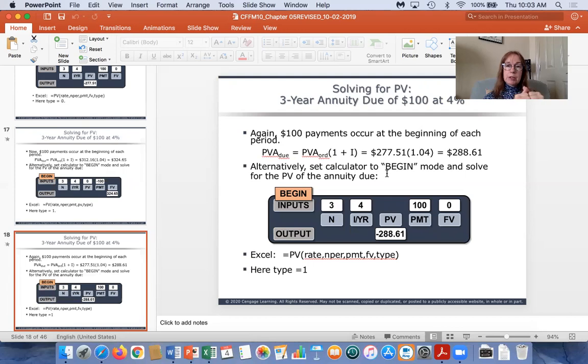So this is if I start to say, how much would I have to put in today? It's kind of counterintuitive. It's saying, how much would I have to put in today if I wanted to make an immediate withdrawal of $100, and then at the beginning of year 2, beginning of year 3. And so that answer is 288.61.